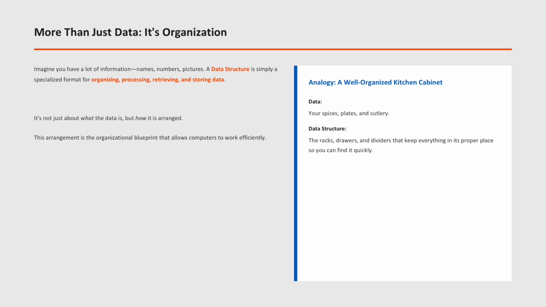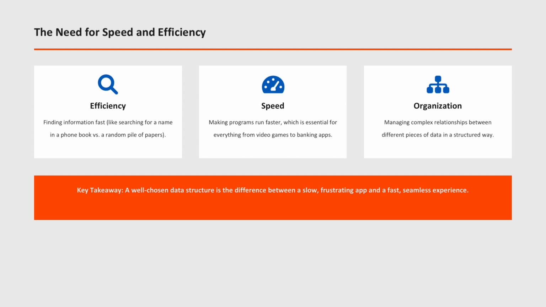And that instant retrieval is everything. A well-chosen data structure is the difference between a snappy, responsive app and one that's just frustratingly slow. What's fascinating to me here is that we're really looking at the architectural rules. It's not one size fits all. Not at all. The blueprint has to match the mission. If you need to add and remove things constantly, you need a flexible structure. If you just need to find things at lightning speed, you need a different one entirely.